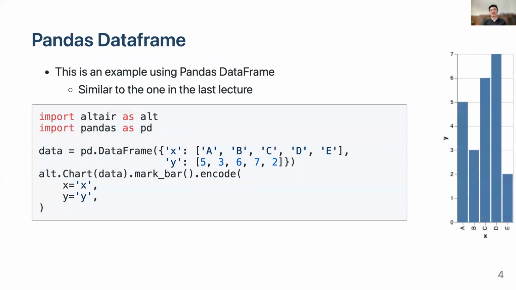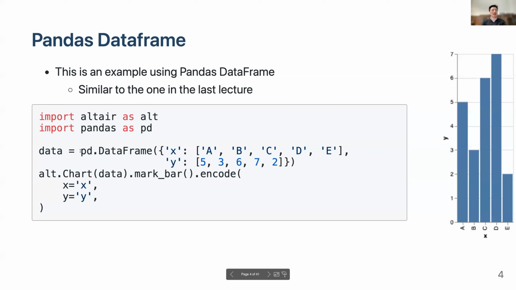Okay, anyway, we're going to do a first example, which is using the data frame, which is very similar to the one we did last week. So first import Altair, and we'll give it a short name, an alias called alt, which is the first three letters of Altair. And then we also need to import the pandas library or package, and we'll give it an alias called pd, just a bit shorter, easier to write.